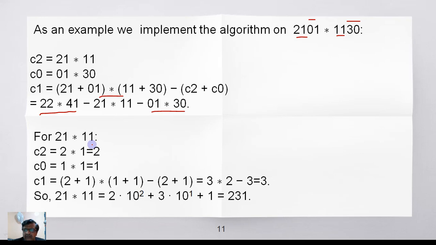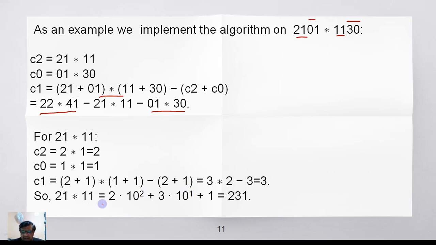For 21 into 11, we will apply the divide and conquer strategy. Here C2 is the product of the first digits and C0 the product of the second digits. So 2 into 1 gives us 2, and C0 is 1 into 1, that gives 1. Therefore C1 equals the sum of the first digits and the second digits of the first number and the second number, multiplied, minus C2 and C0. This is applied and we got 3 over here.